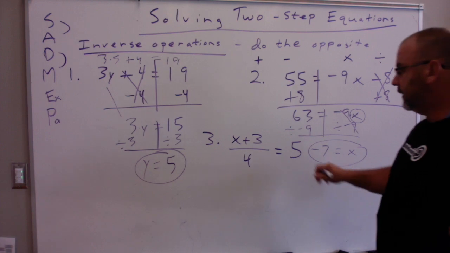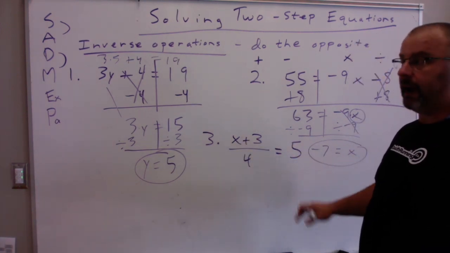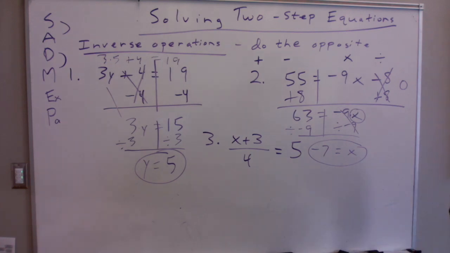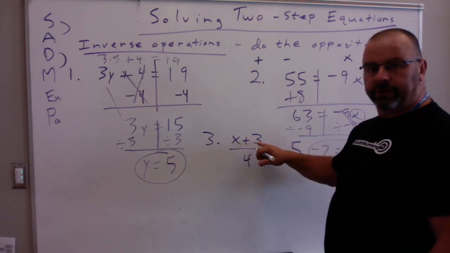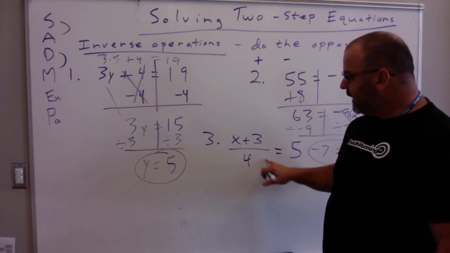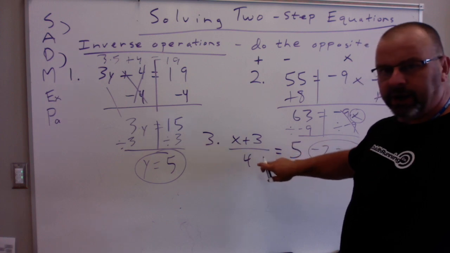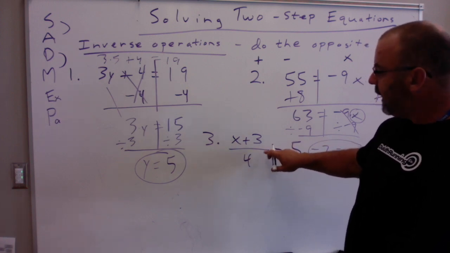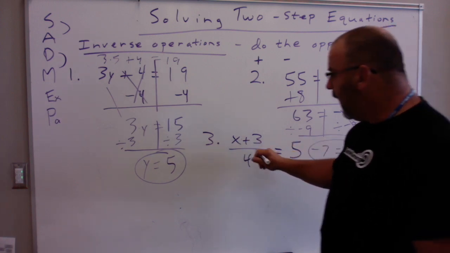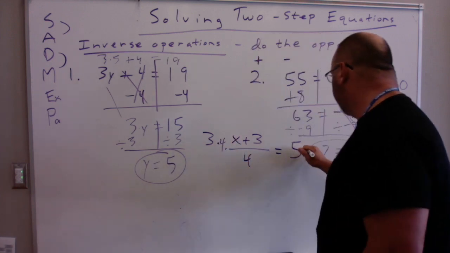And finally, let's take a look at this one right here. X plus 3 divided by 4 equals 5. So normally I would undo the addition first, but I've got this 4 here, okay? So it's underneath all of this. So if there's a fraction bar here, I want to get rid of the 4. What's the opposite of dividing by 4? I'm going to multiply both sides by 4, okay?